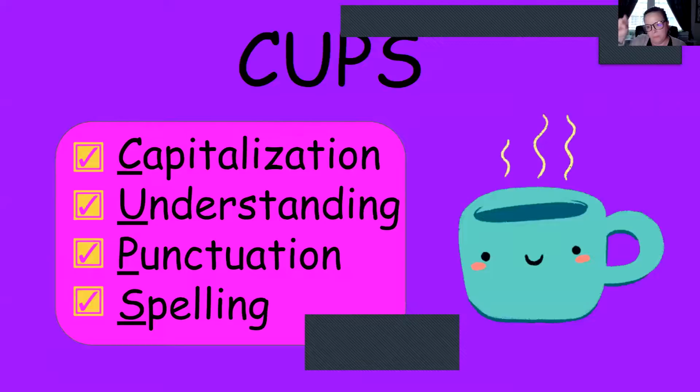We have a sentence frame. A sentence begins with a capital letter, has a subject and a predicate, ends with punctuation, is a complete thought. We do that. Well, they have cups. Okay, so you can use either one. You can put your Take Flight picture in here of the sentence frame and go over that sentence definition, or you can use cups. Is your sentence capitalized? Does it make sense? Is it a complete thought? Did you punctuate it? And is all your spelling correct?